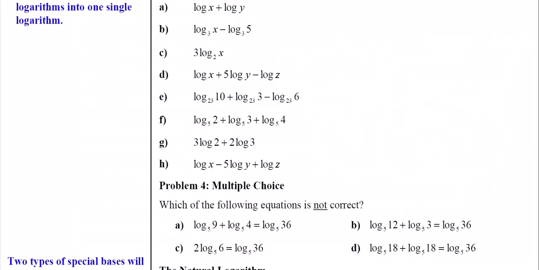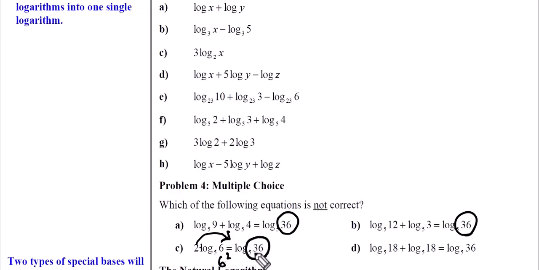Which of the following is not correct? Problem 4, not correct, not correct. So addition means multiplication. 9 times 4. Interesting. B, 12 plus 3. That means 12 times 3. Interesting. There's a 2 in front. That means it goes back up as a power. So really we have 6 squared, right? Well, what's 6 squared?